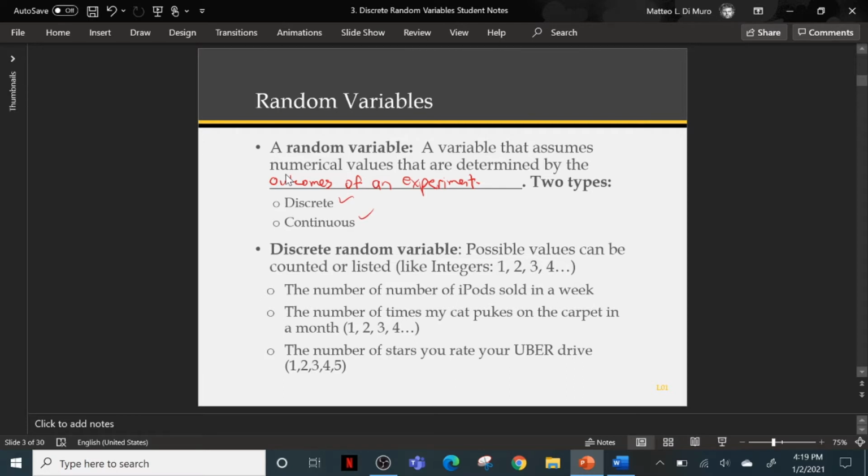So what's a discrete random variable? Well, those are basically integer values, so possible values that can be counted or listed. So integers like 1, 2, 3, 4. Practical examples might be like the number of something being sold in a week, so like iPods. The number of times my cat pukes on the carpet in a month, 1, 2, 3, 4, right? So they're discrete because they can't puke 1.5 times on my carpet. They can only puke once or twice or 3 or 4 times. Or the number of stars you rate your Uber driver.